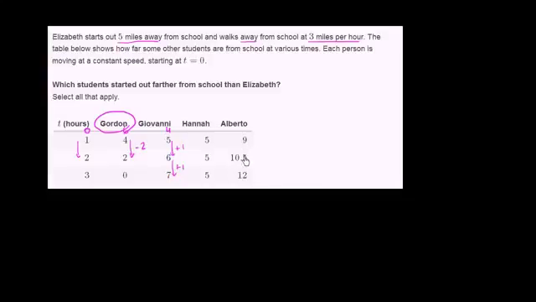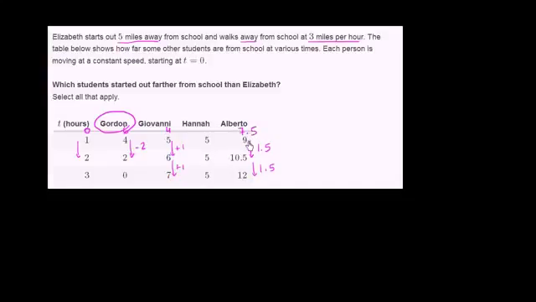Now let's look at Alberto. At time equals 1, he is 9 miles from school. And then after 1 hour, he gets a mile and a half further from school. After another hour, he gets a mile and a half even further. So where was he at time equals 0? Well, he would have been a mile and a half closer to school. So 9 minus 1.5, he would have been 7.5 miles away.